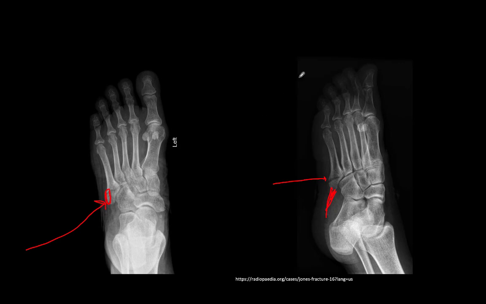Not seen here, but sometimes you have a pediatric patient who has a growth plate and they injure their foot and you're trying to decide, is it a fracture? Jones fractures always live horizontally across the base of the fifth metatarsal.